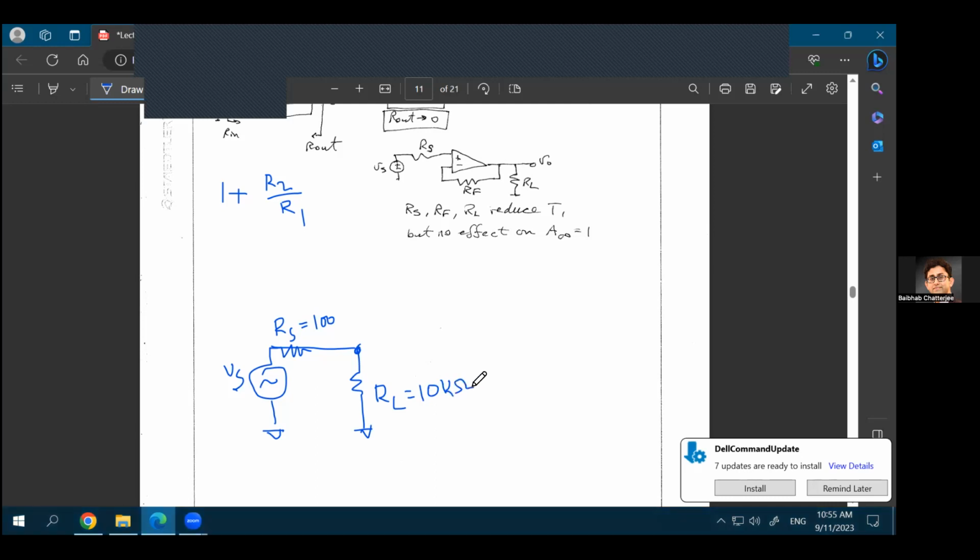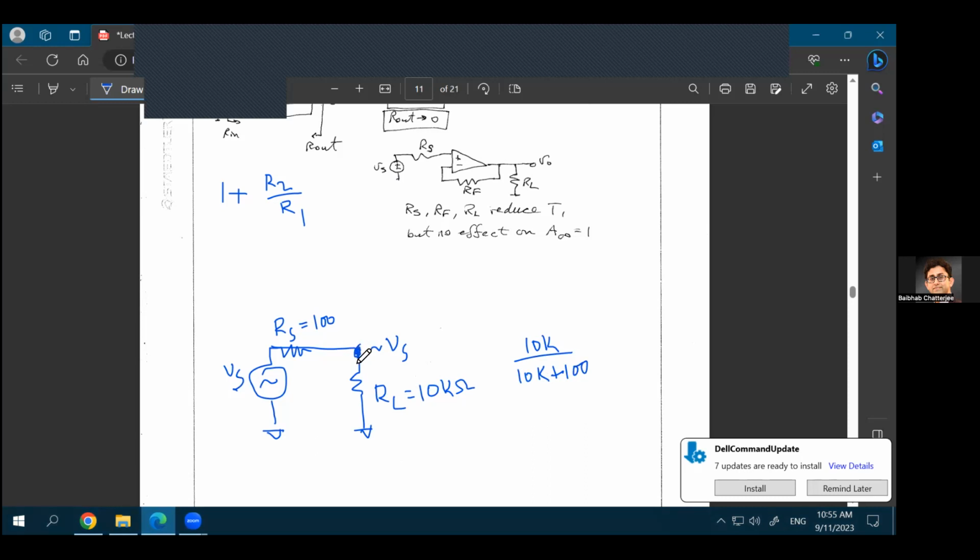Even in that case, you'll have almost Vs voltage available at this point because it will be a voltage division between 100 ohms and 10 kilo ohms. And you already know from the voltage division theory that the overall voltage division would be 10K divided by 10K plus 100. That's the voltage that will be available at this point, right?